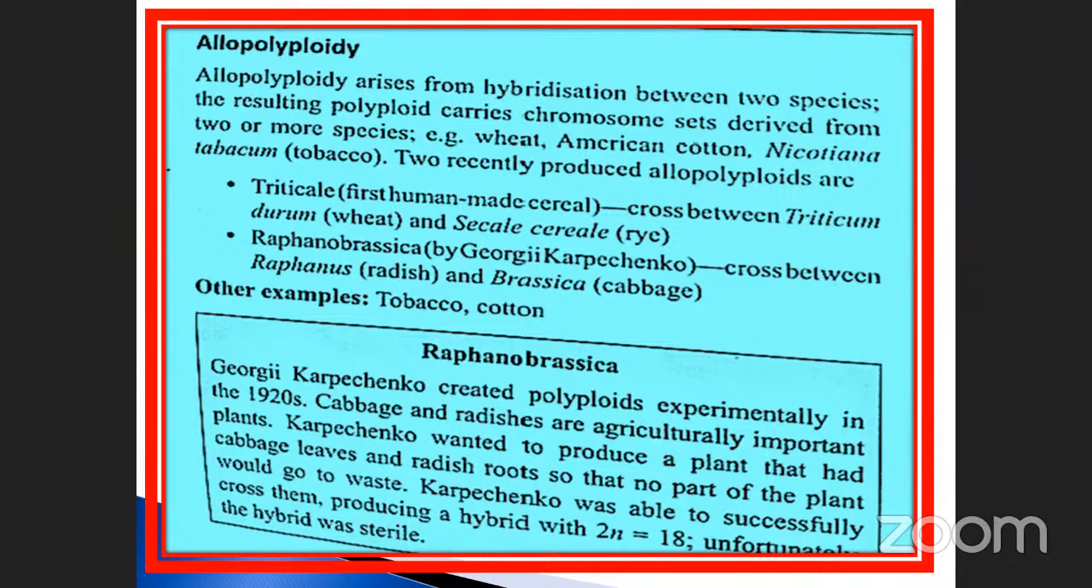What will be the chromosome number? You should note it down. This is very, very important. Sometimes it may be a positive result, sometimes a negative result. Karpechenko was able to successfully cross them, producing a hybrid with 2n equals 18. Unfortunately, the hybrid was sterile. Note it down, my dear students. Sometimes it happens that a new result is given; sometimes it may be a positive result, sometimes a negative result is formed.